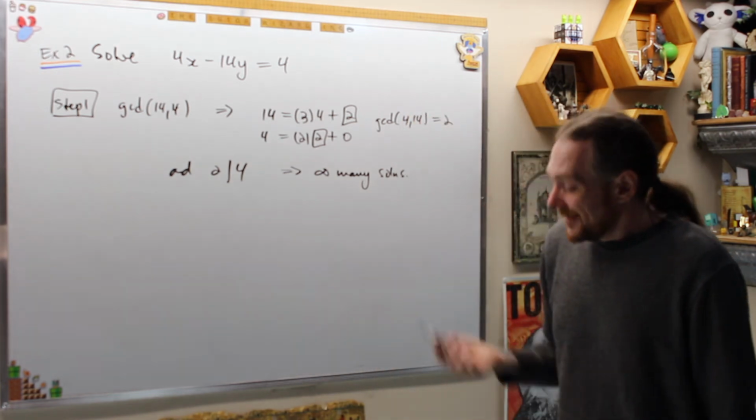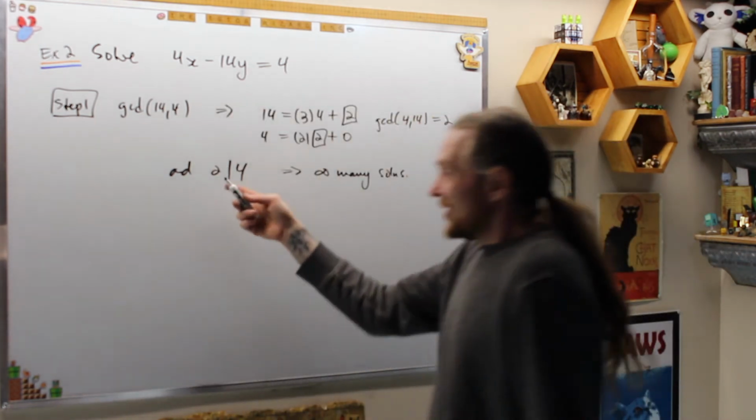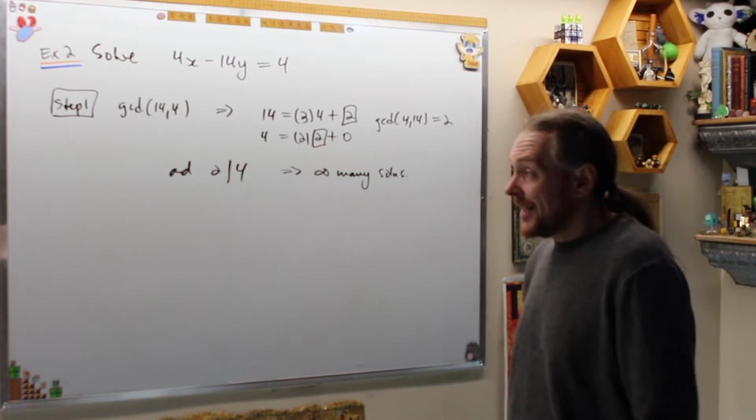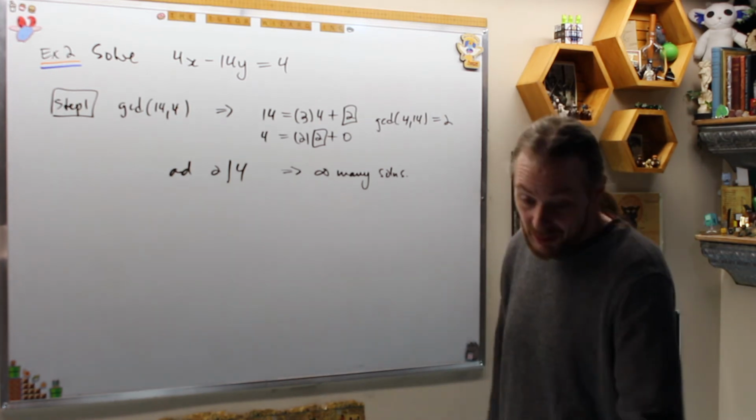What do I do with that? I proceed to step 2. If the GCD doesn't divide, then we don't have to do anything. We can stop and we're done. You just say no solutions.